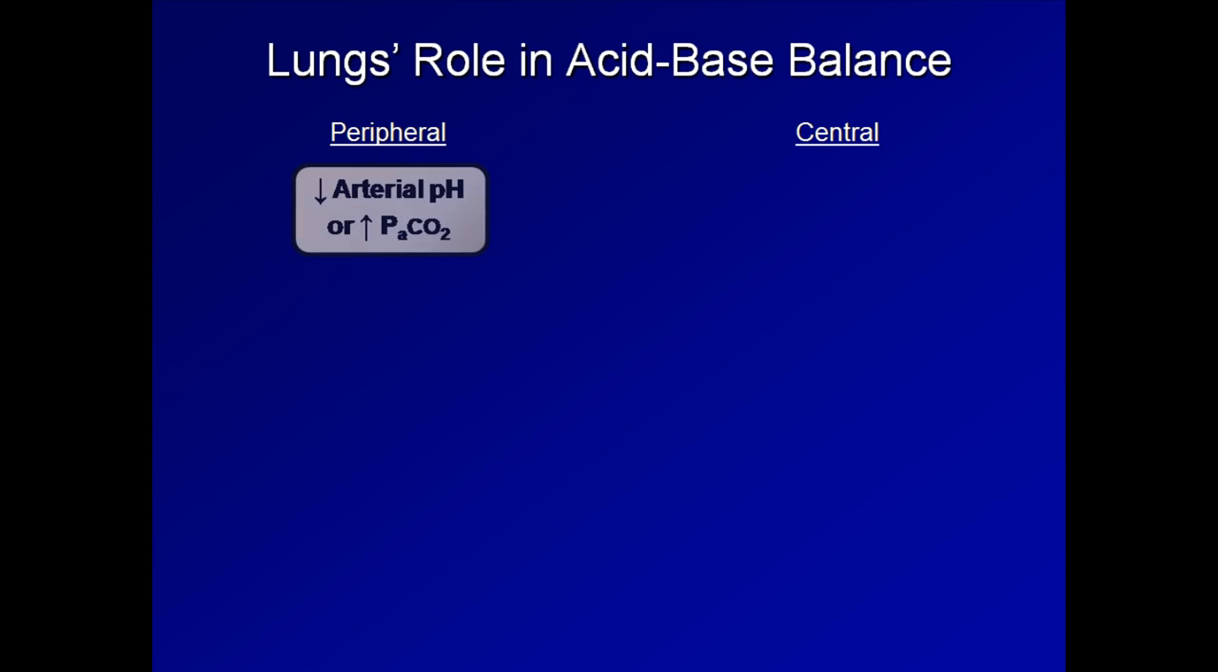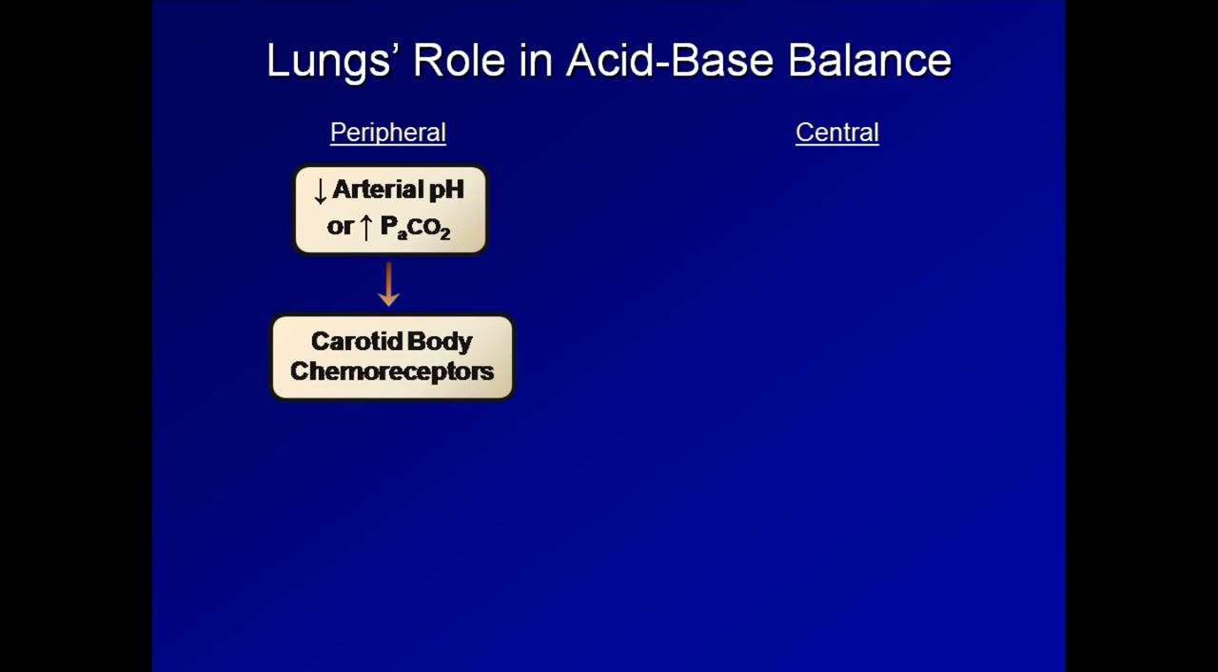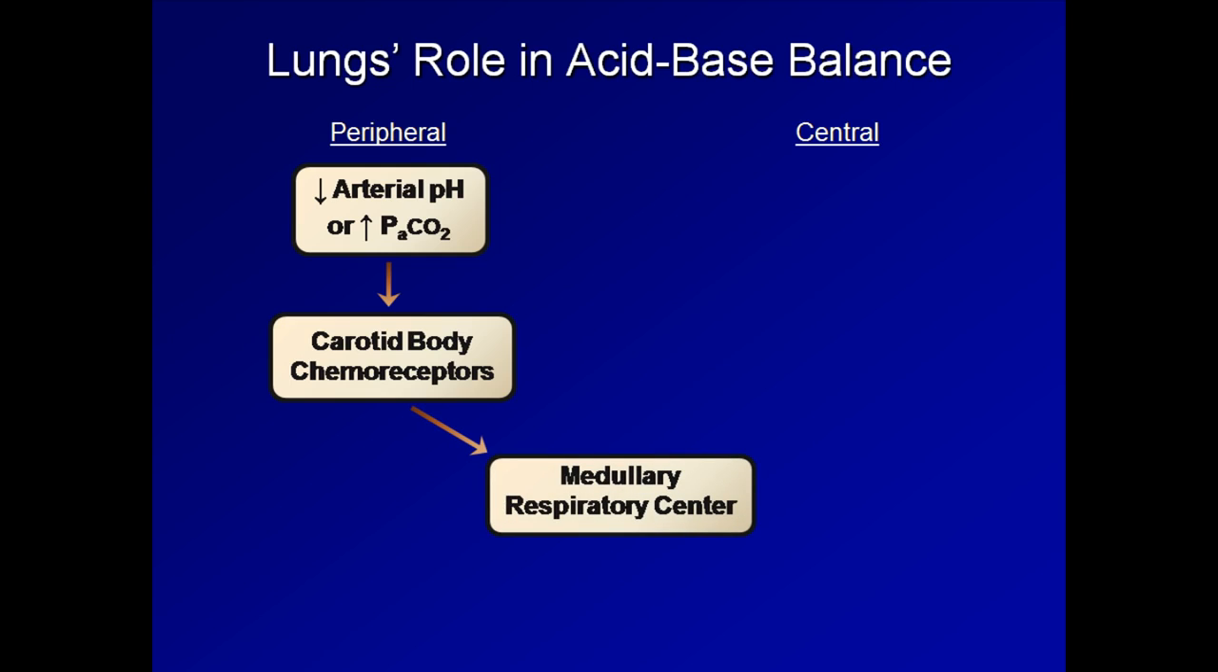Either low arterial pH or high PCO2, which can be sensed independently of one another, stimulate chemoreceptors in the carotid body, which lies right at the bifurcation of the carotid arteries. This is the same location that senses low arterial oxygen tension as well. These chemoreceptors then send neural input to the medullary respiratory center, which responds by increasing minute ventilation.